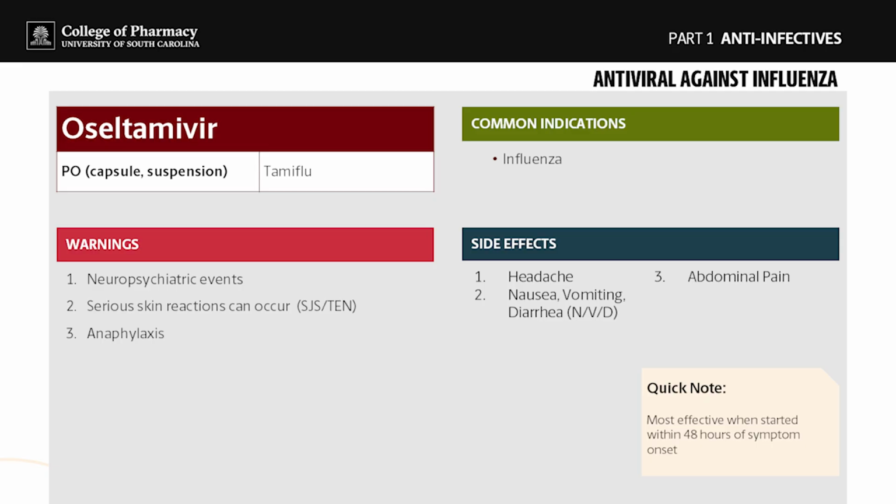This drug is most effective when it's started within 48 hours of the symptom onset. So I generally tell my patients to eat some food with this one because this one does come back a lot of times. Patients complain of the stomach upset.